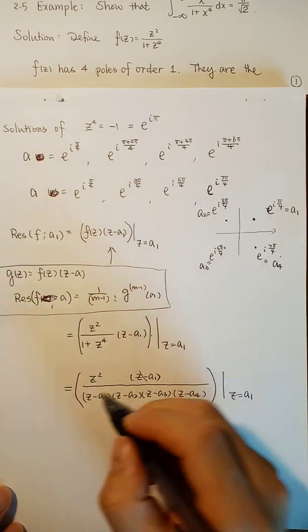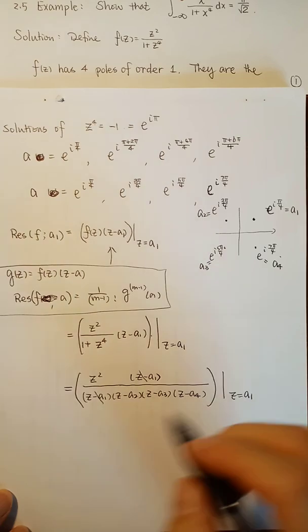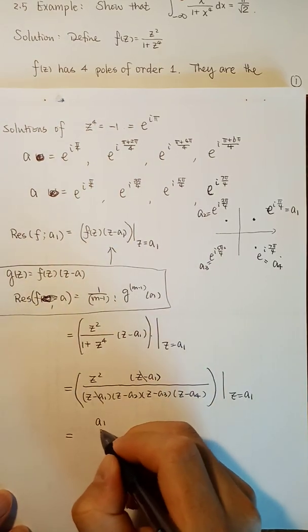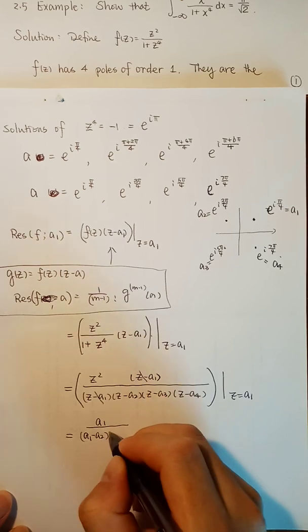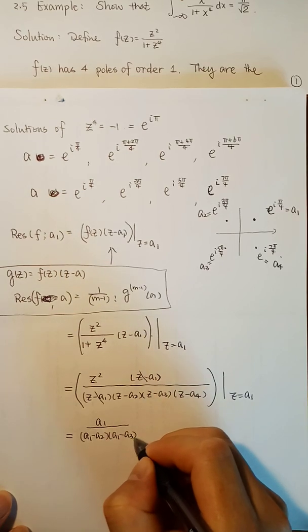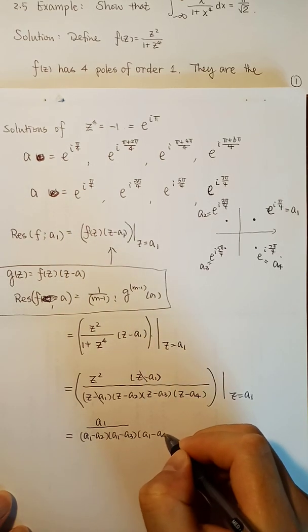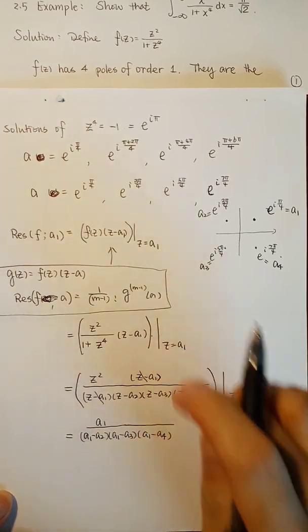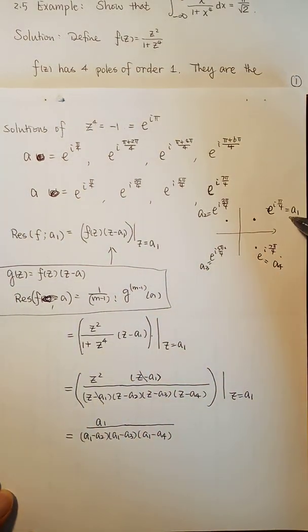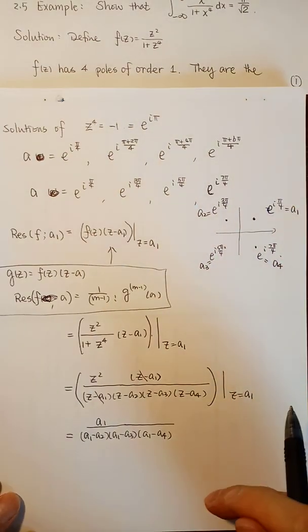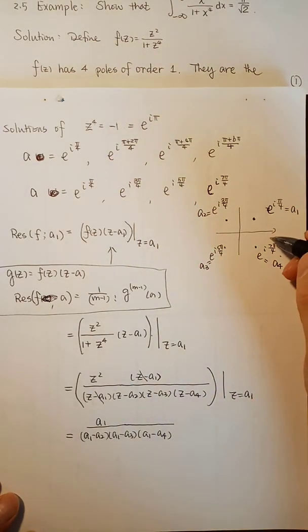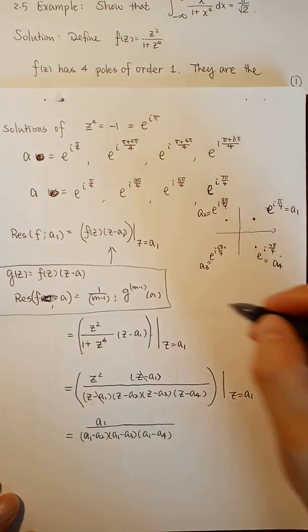And then you cancel z minus a1, z minus a1, then you can do direct evaluation. So you have a1 over a1 minus a2, a1 minus a3, a1 minus a4. So this is the residue. And a1, a2, a3, a4 are these numbers. So you do the computation, e^(i theta) equals cosine theta plus i sine theta.